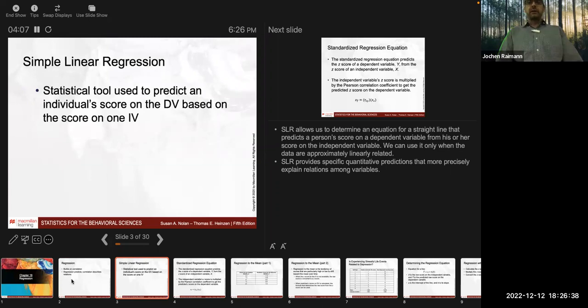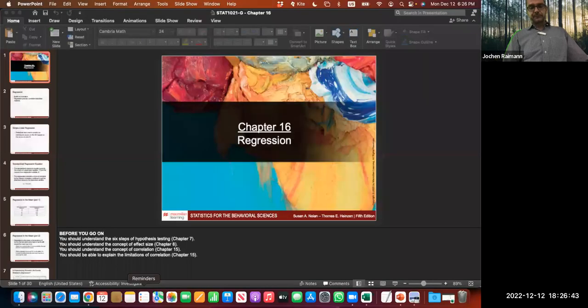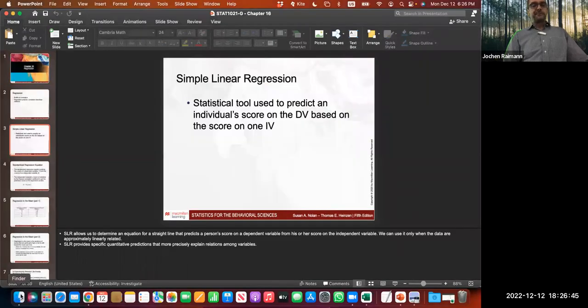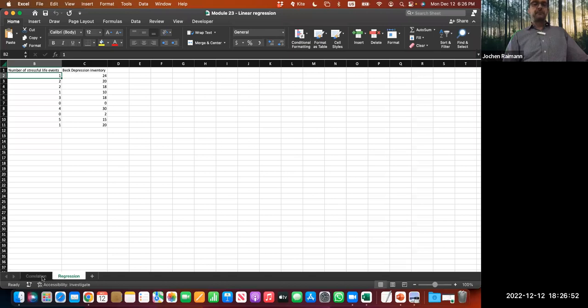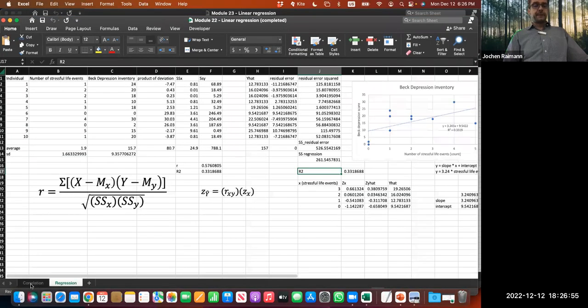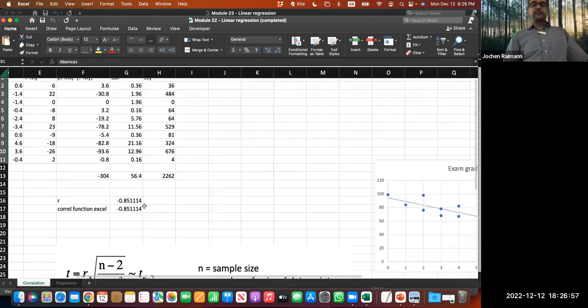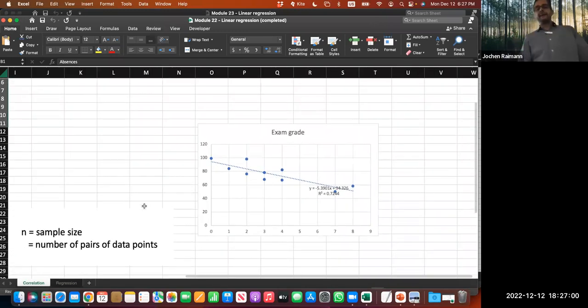And I just want to quickly go back now to the spreadsheet we worked on in the last class. In the last class, we did our exam grades as a function of absences from class. So we saw an inverse correlation. That means the more absences, the worse the exam grade.